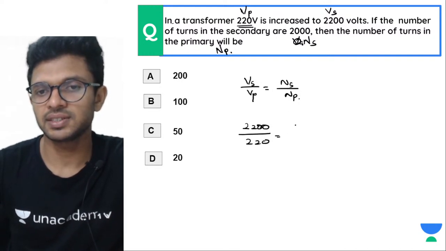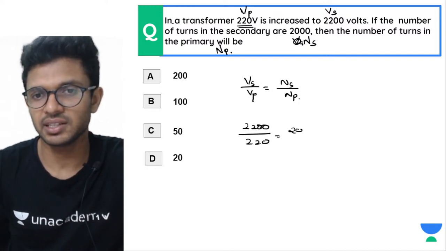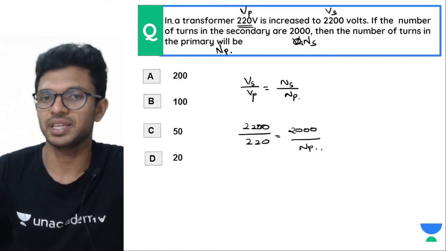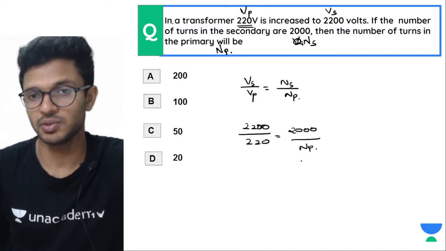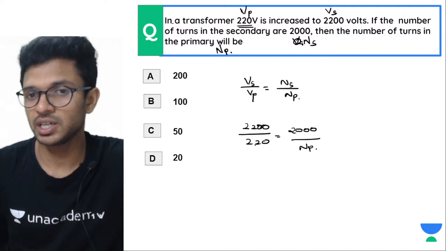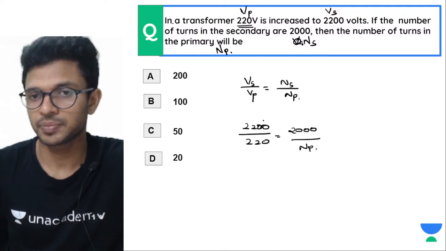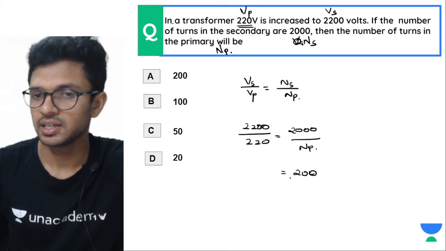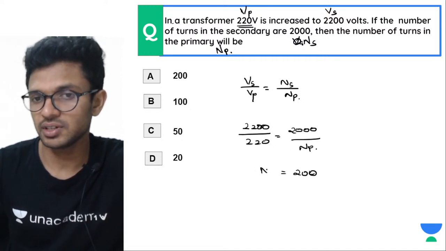Number of turns in the secondary, is it given? Yes, bilkul, 2000. Number of turns in the primary, nahi diya hai, which is supposed to be found out. 2200 by 220, 10. That 10, this 0 cancels, that is 200. Number of turns in the primary will get cross multiplied to the left.